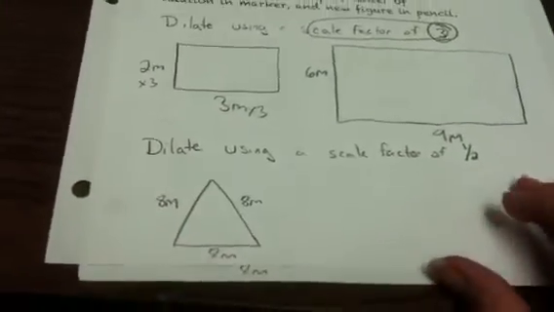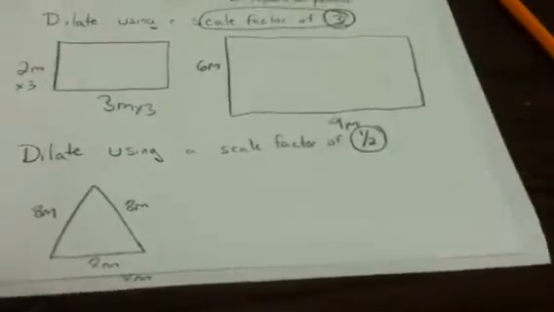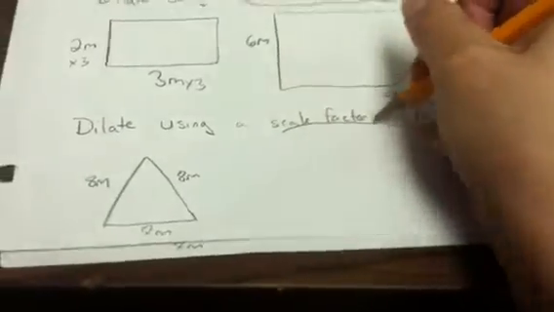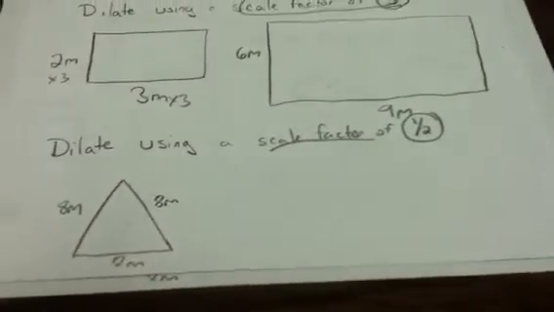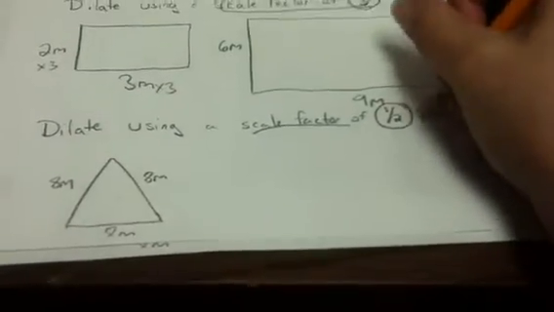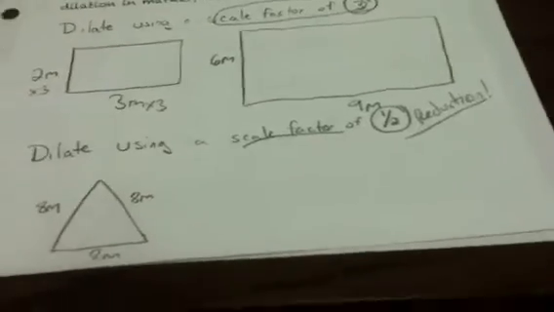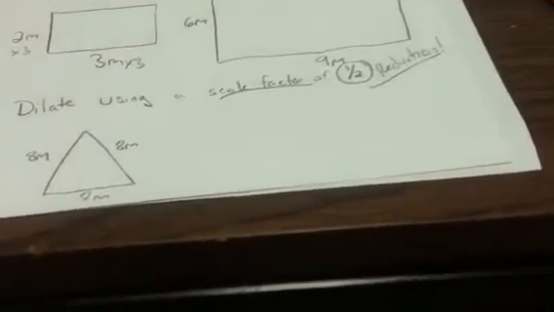All right, so let's talk about this one. It says dilating using a scale factor of 1/2. Uh-oh, warning sign should be going off in your head. A half, a half, a half. Well, that's less than 1. So what does this mean? Well, this means it's going to be a reduction. This poor little triangle is going to get smaller.